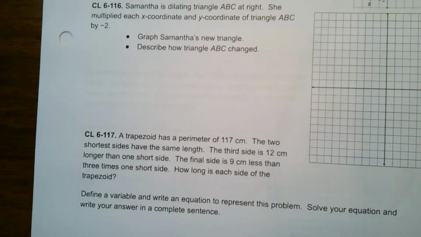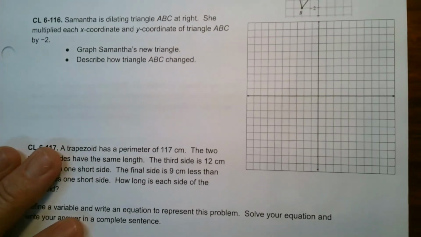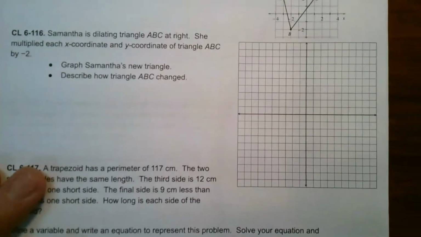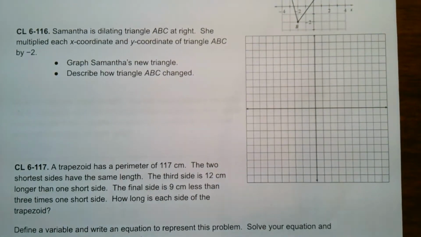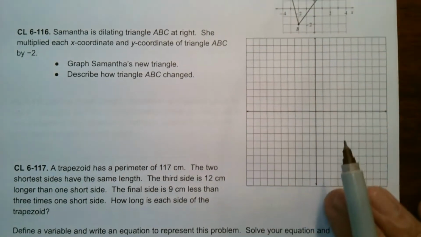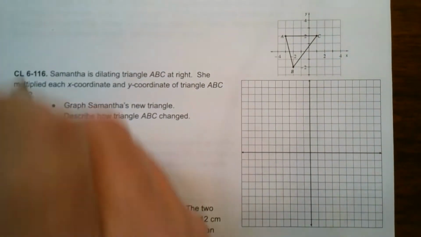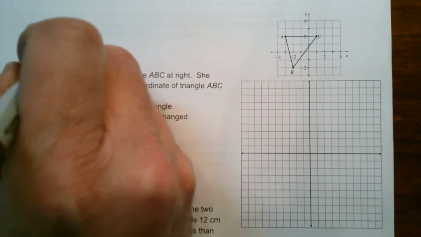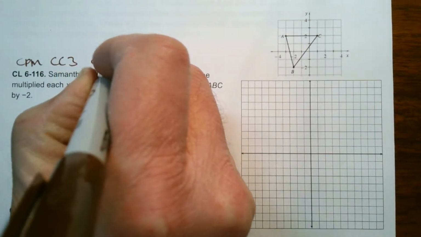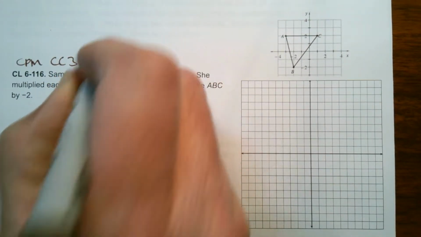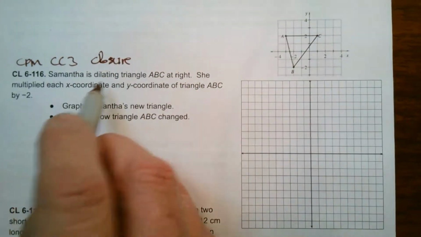We are looking at a problem that has us doing some dilations. So we're dilating our triangle that we have here. I'm going to tell you we're getting this problem from CPM Course 3, and this is actually the closure section. So chapter 6, closure.